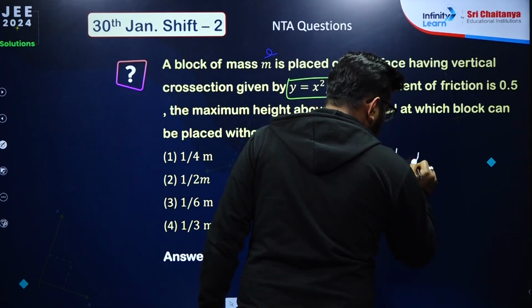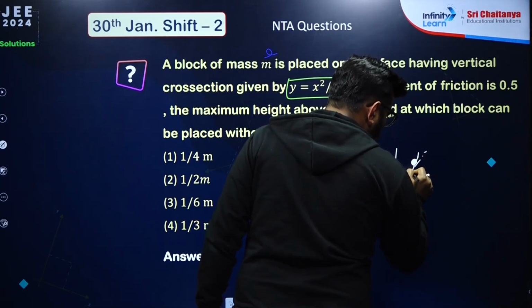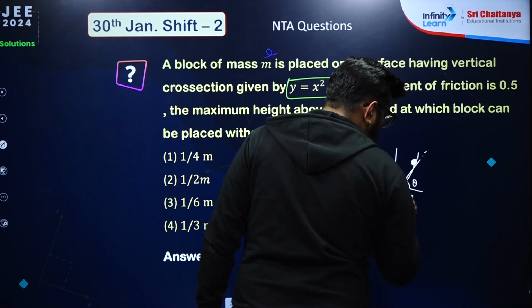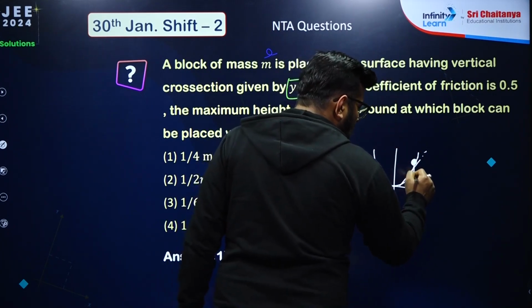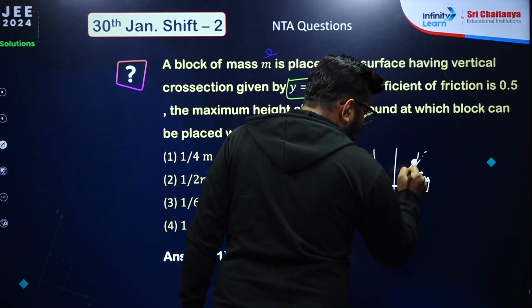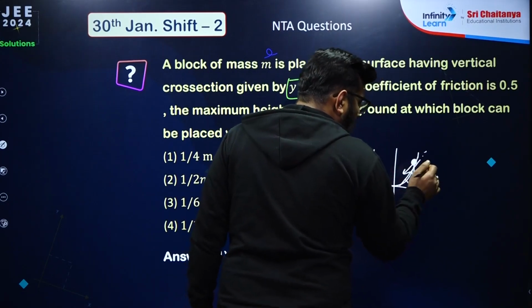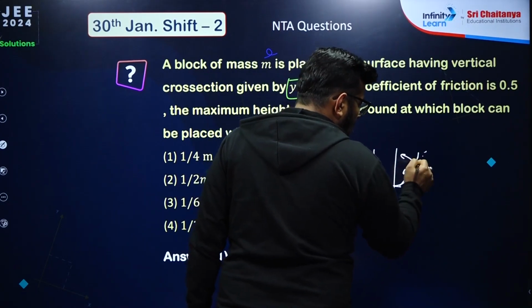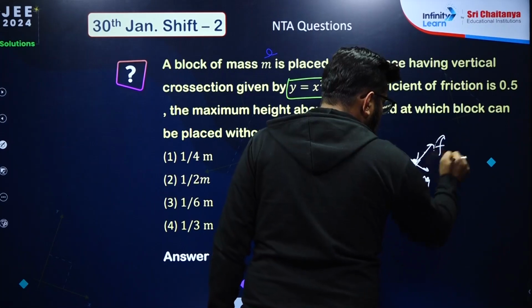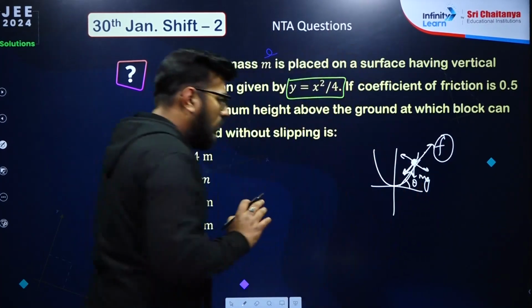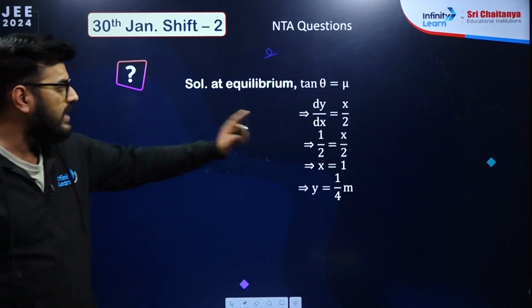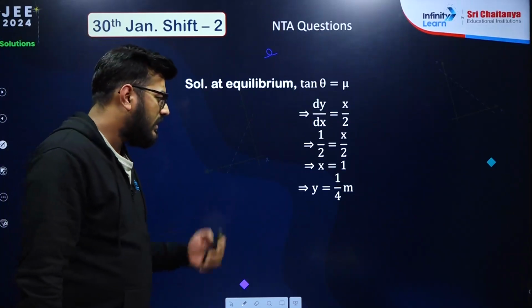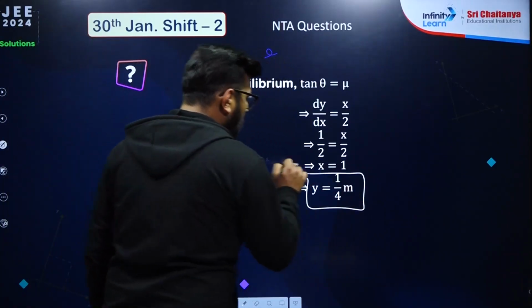First thing, you need to find out the slope value, and based on that you will be able to calculate the value of theta. And ultimately, you need to take the component of mg acting over here and the normal component, which will be balancing the friction force. So this friction force will be balanced by this mg component. Based on that, you will very easily be able to find the answer, and the correct answer over here is y is equal to 1 by 4 meter.